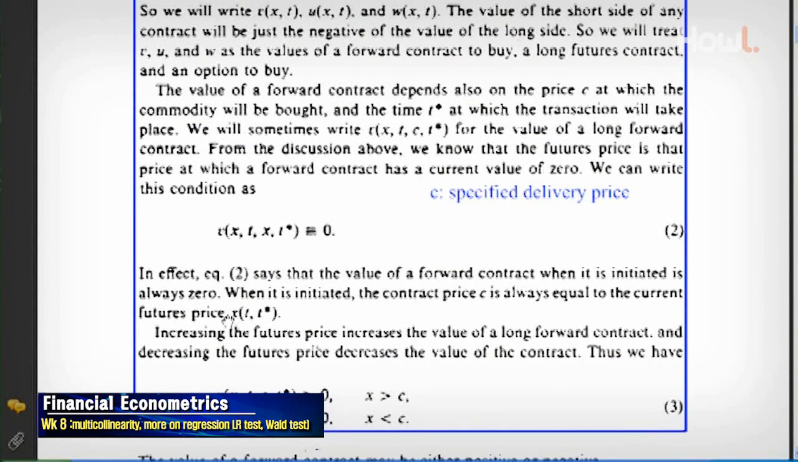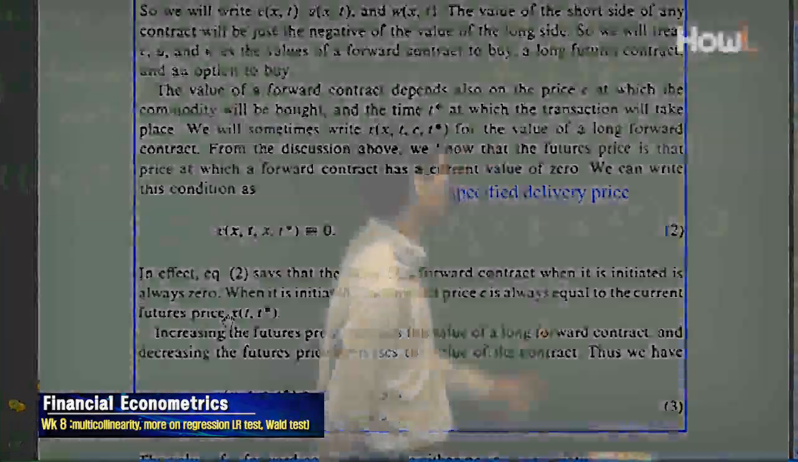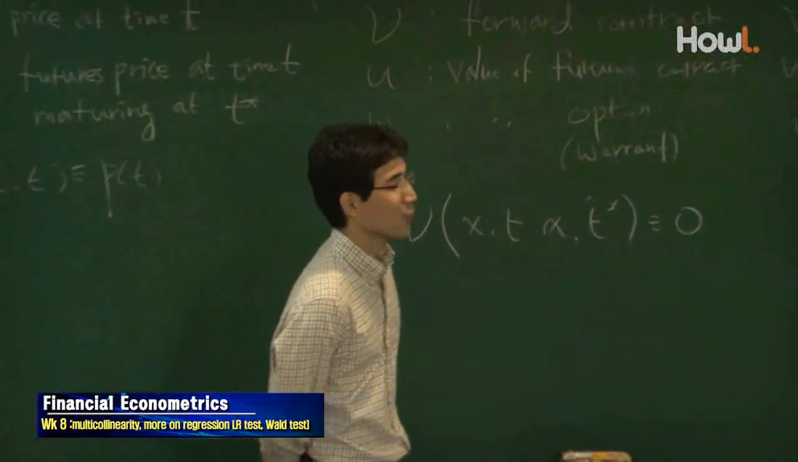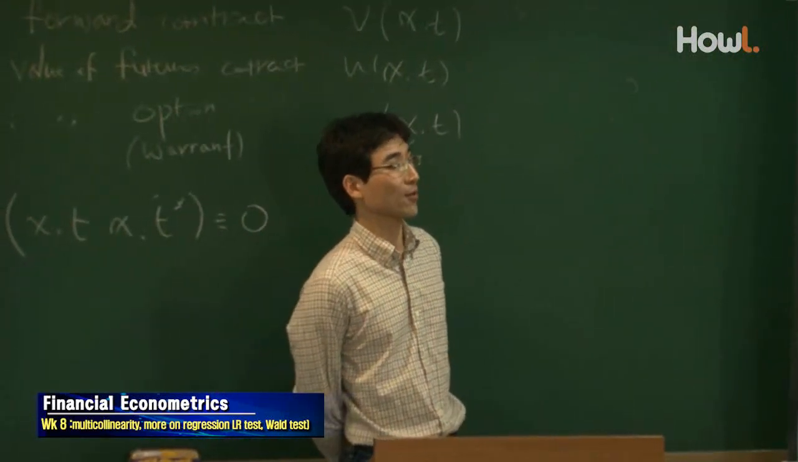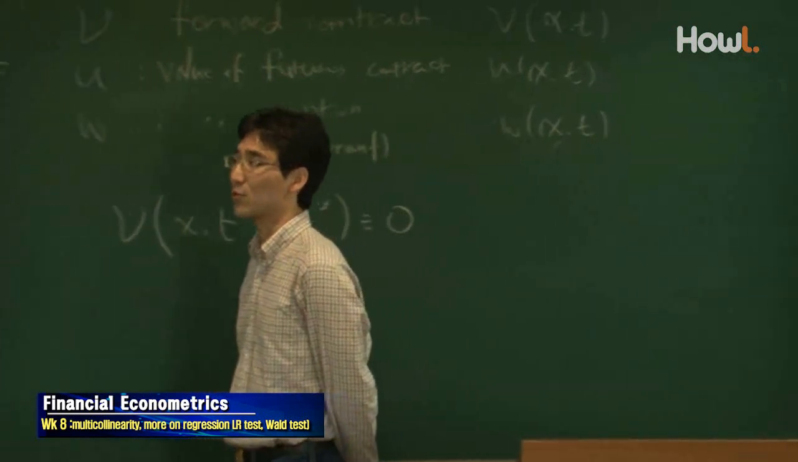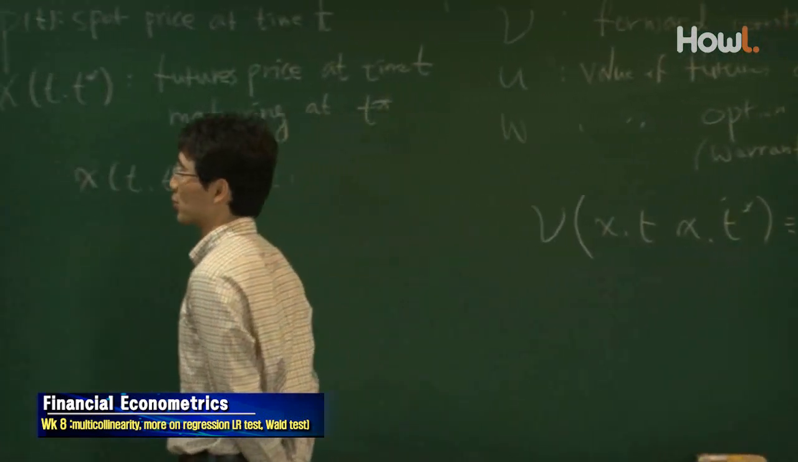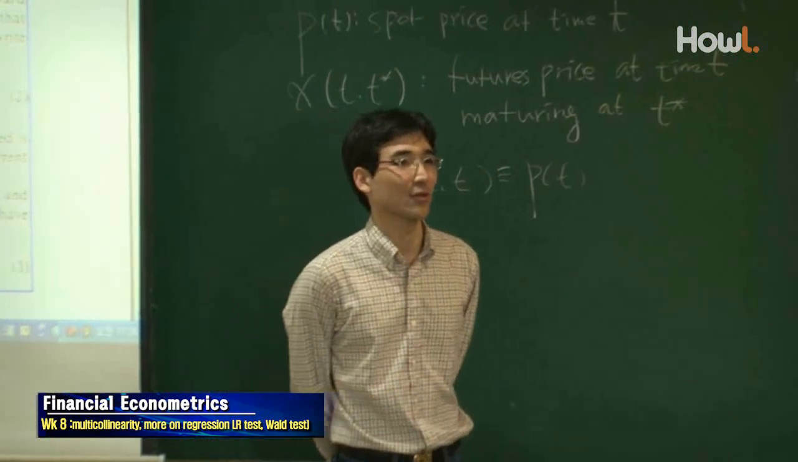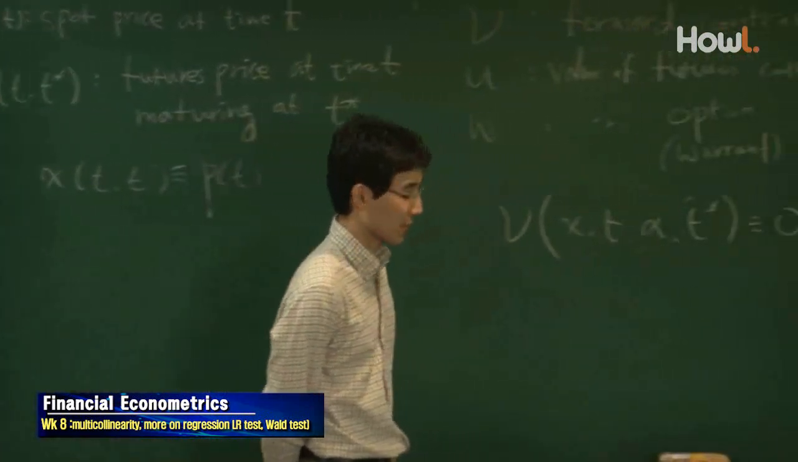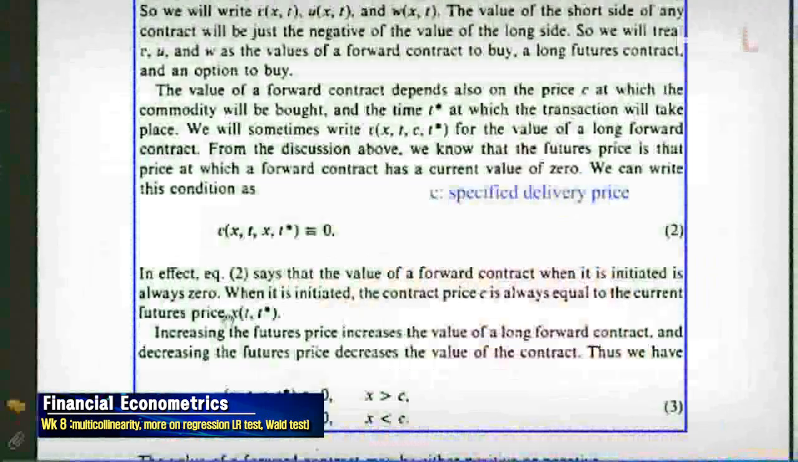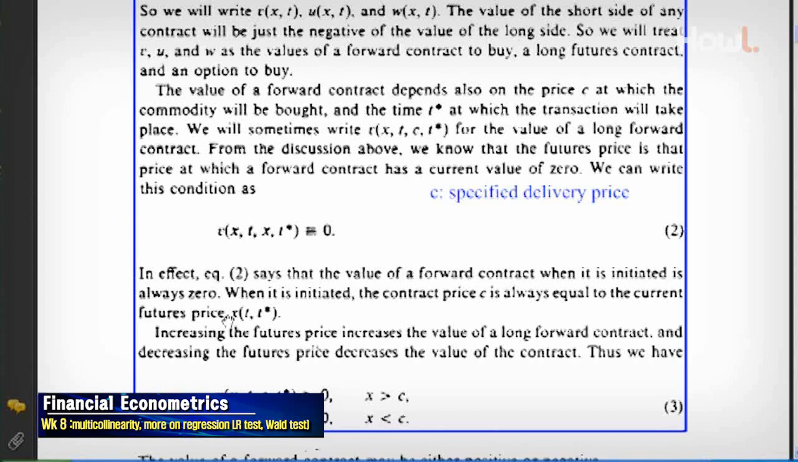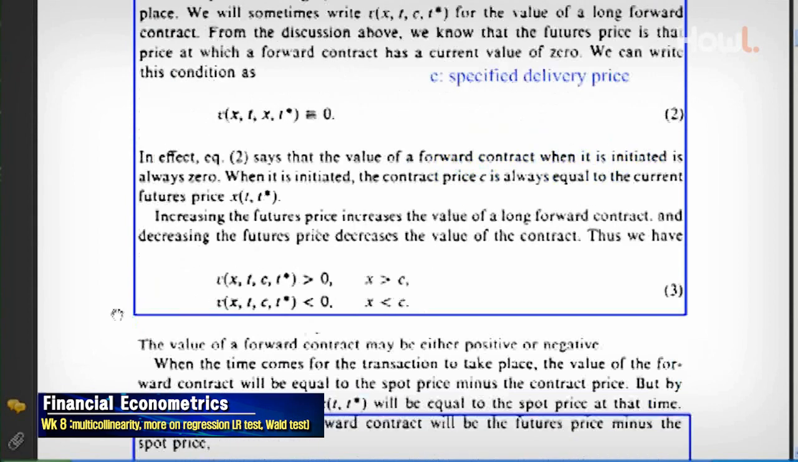Okay, but as time goes by, when T changes, although this contract is fair today, tomorrow this contract may not be fair, right? Either the underlying asset price goes up or down, so maybe the long or short position makes profit or losses, depending on the price of the underlying. And increasing the future price increases the value of the long forward contract, and decreasing the future price decreases the value of the contract.